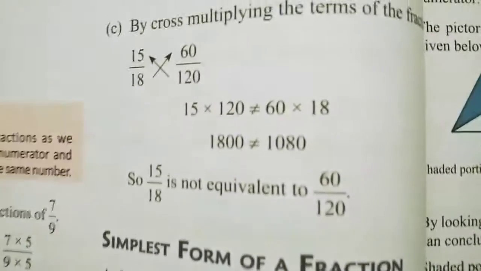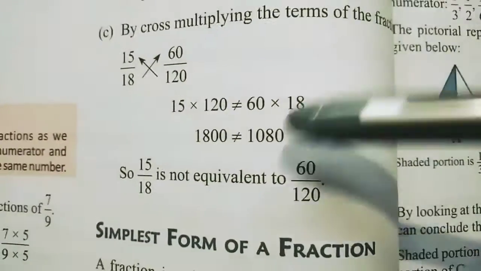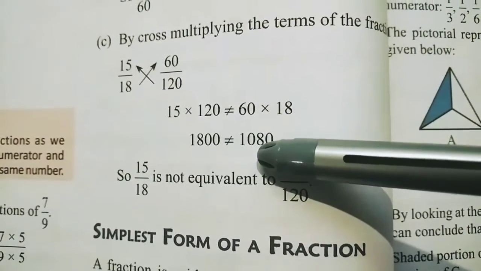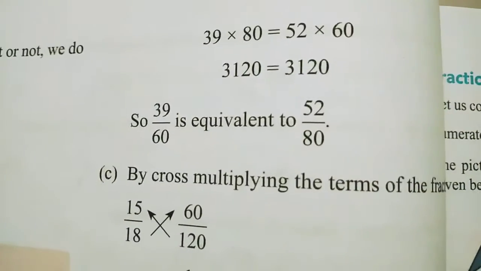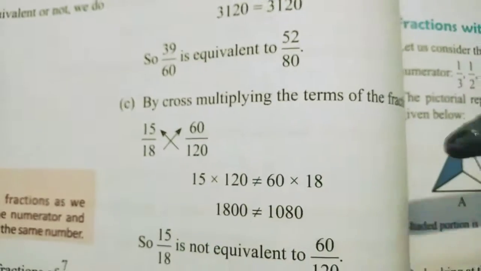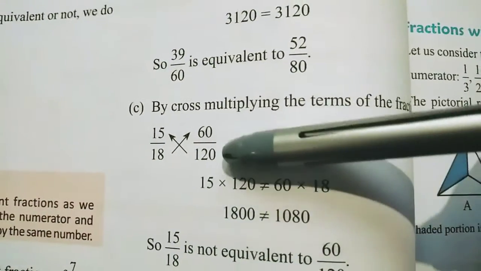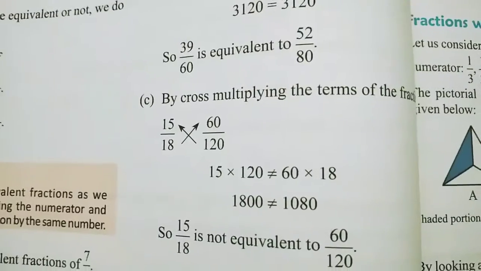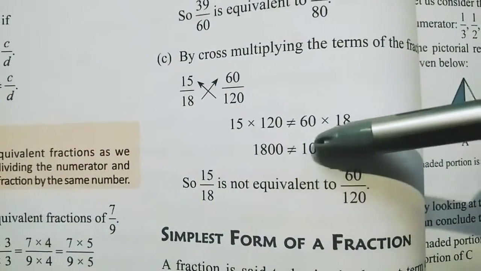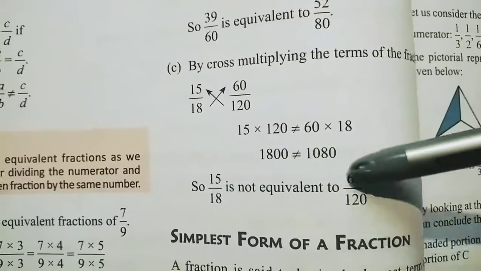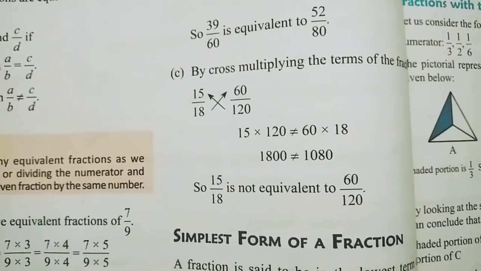So again here, the answer is coming 1800, and here the answer is coming 1080. Oh sorry, it is 3120 and 3120. Both are the same, that means they are equivalent. Now part 3, 15 by 18 and 60 by 120: when you are cross multiplying with each other, the answer is not coming the same. So 15 by 18 is not equivalent to 60 by 120. Very easy to understand, right?